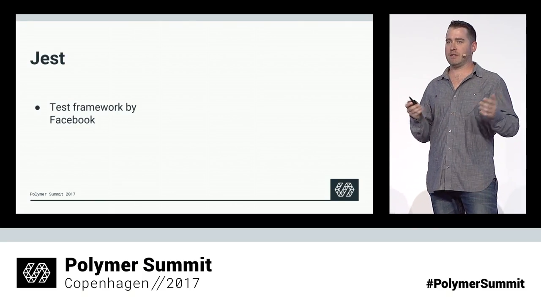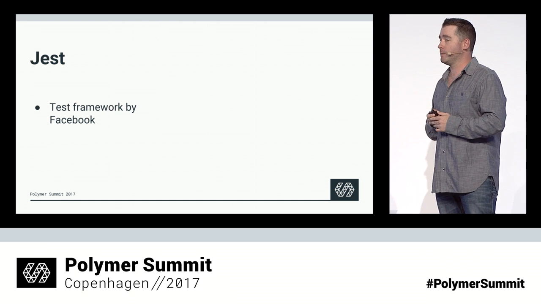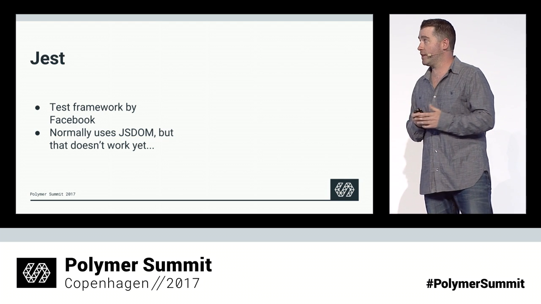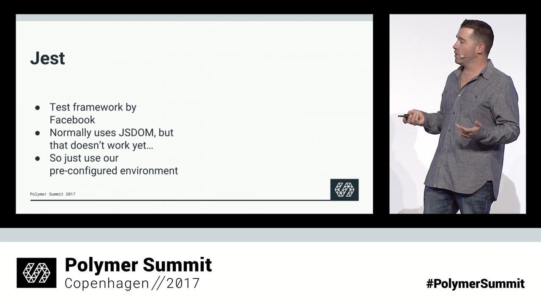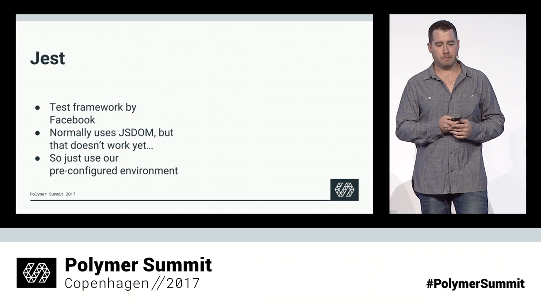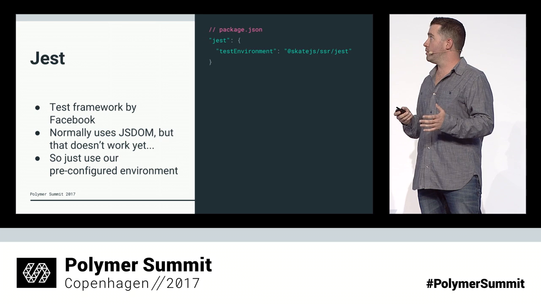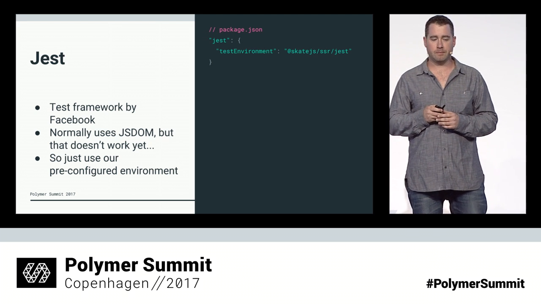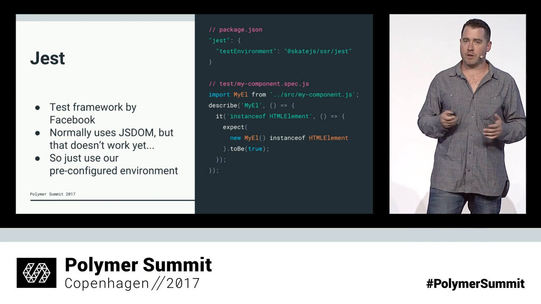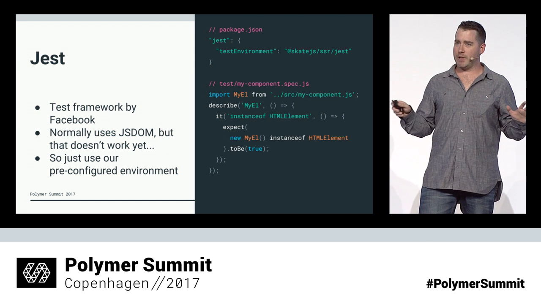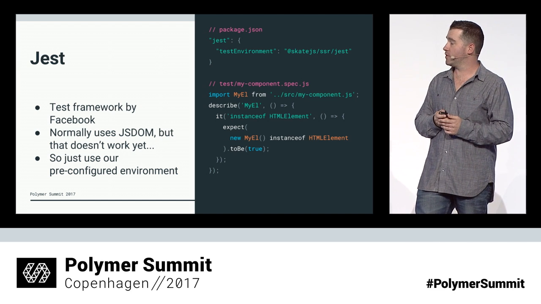Behind door number one is the ability to run your tests in Jest. It's a testing framework by Facebook. Jest runs in Node and normally uses JSDOM as its default environment. So we wrote a custom environment that uses our own DOM plus the extensions that we put on top of it. All you have to do to configure Jest is to specify the environment in the package.json. And then you can start writing tests as if you're in the browser. Skate's entire test suite is now run through Jest using this.